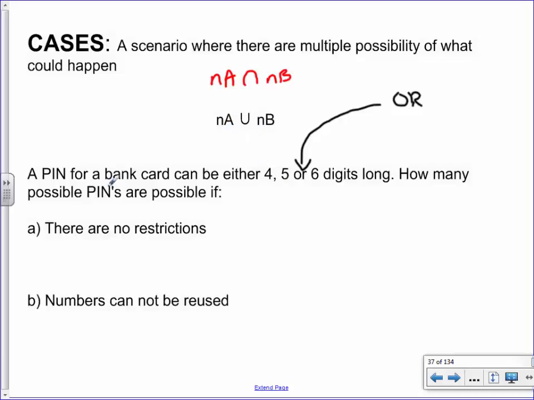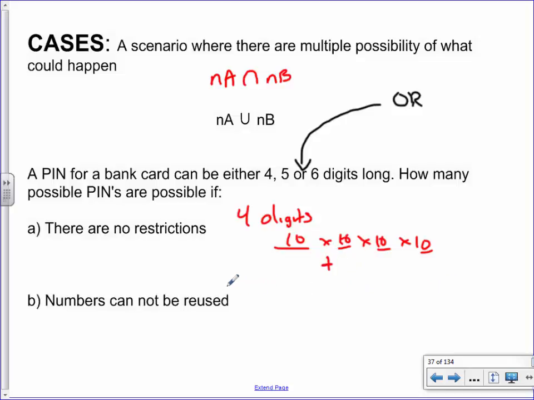So let's try this example here. A pin for a bank card can either be 4, 5, keyword here, or 6-digit long. How many pins are possible? So first one, let's say there's no restrictions. Well, in a way you have to deal with some cases here. First you have to say, well, what if it's 4 digits? How many ways could you make a 4-digit password? Well, I'd say there's 10 numbers. And then, well, there's no restrictions. So then 10 times 10 times 10 times 10. That's how many ways we could do a 4-digit password.